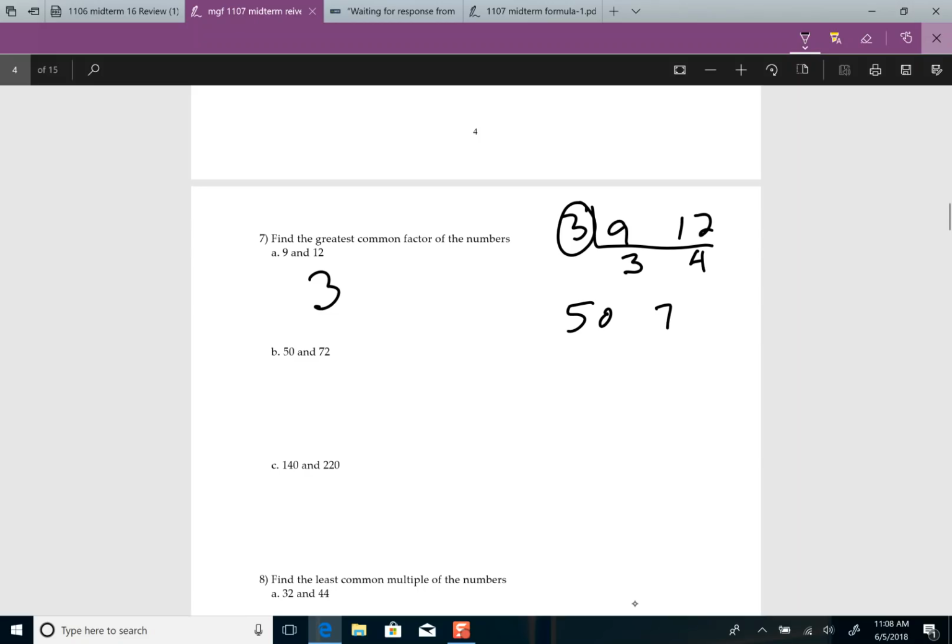Okay. 50 and 72. Again, I'm going to start with a 2. So this gives me 25 and it gives me 36. Now the only thing else that's going to go into 25 is 5, which is not going to go into 36, so again, I'm done, it's a 2.